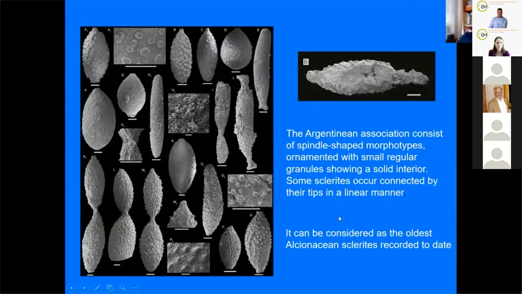Well, our association consists of spindle-shaped morphotypes, some more elongated or with a more robust morphology, ornamented with small granules, showing a solid interior, as they are preserved as silica and there is no infilling; there is a continuous texture and structure inside the sclerites. Some sclerites, as you can see, occur connected by their tips with a neck-type connection, zoom out here, in a linear manner. Well, this can be considered the oldest Alcyonacean sclerites recorded to date.